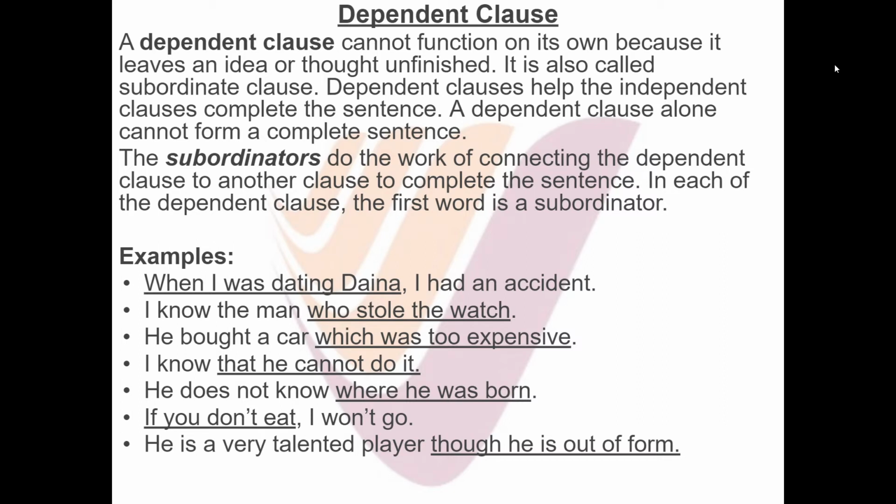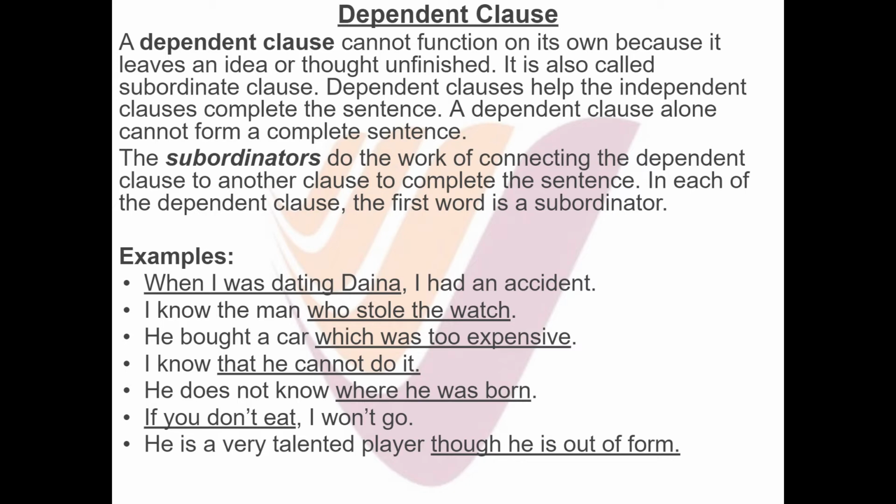Right here, what they are trying to explain is the dependent clause that I've told you before. A dependent clause doesn't have a meaningful sentence. It would be unfinished, but it leaves an idea. It's unfinished, I can say. So it's called the subordinating clause. And a dependent clause helps the independent clause complete the sentence, and the dependent clause alone cannot form a complete sentence.